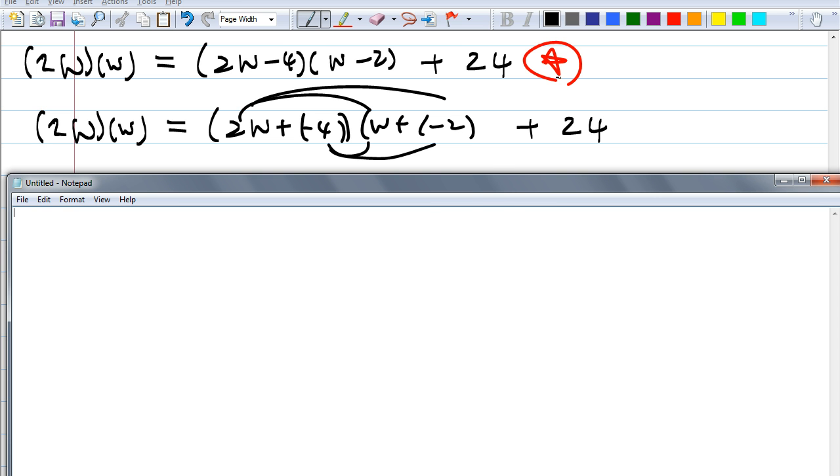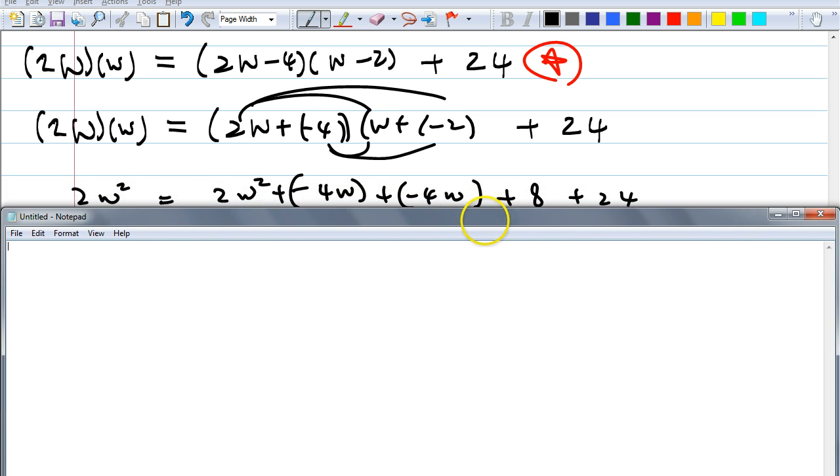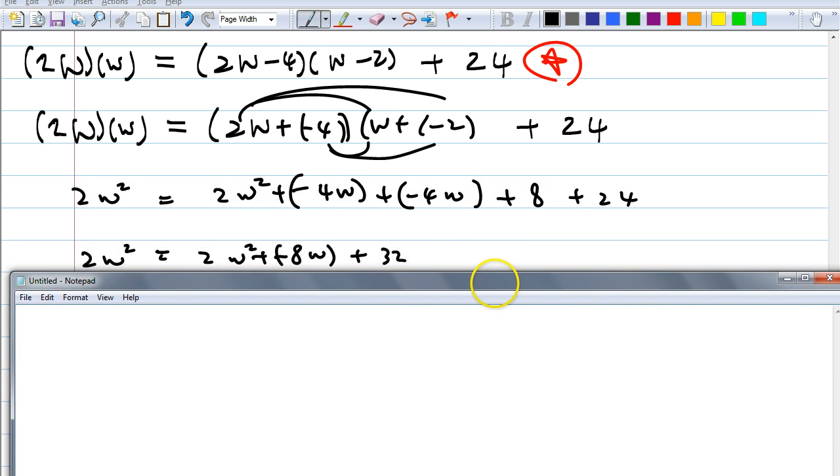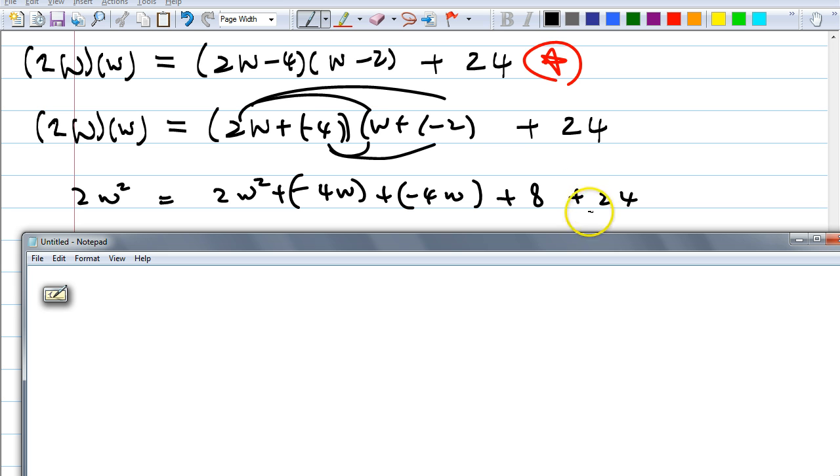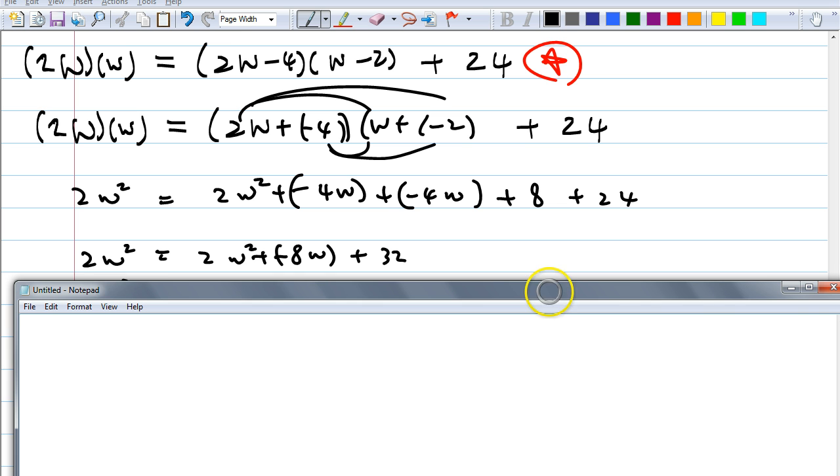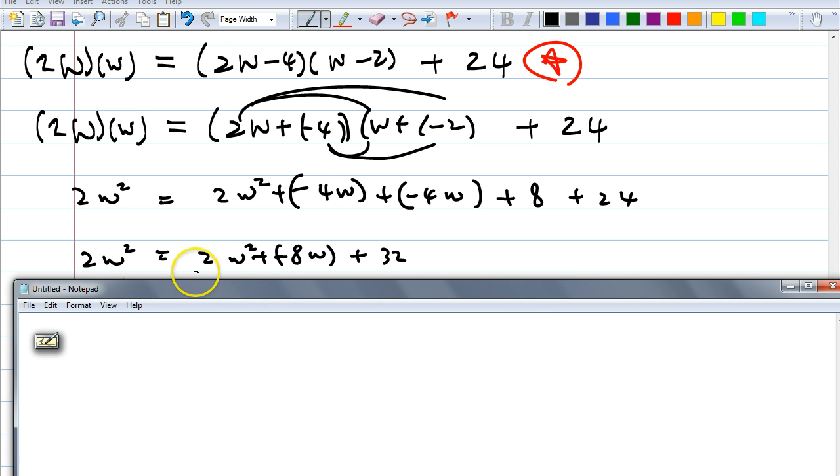You get 2W squared, plus negative 4W, plus negative 4W, plus 8, plus 24. Right. Don't forget plus 24, because that's that L shape, you know. So then when you add it together, notice I get 2W squared is equal to 2W squared, negative 4W plus negative 4W is negative 8W, plus 32. 8 plus 24 is 32.